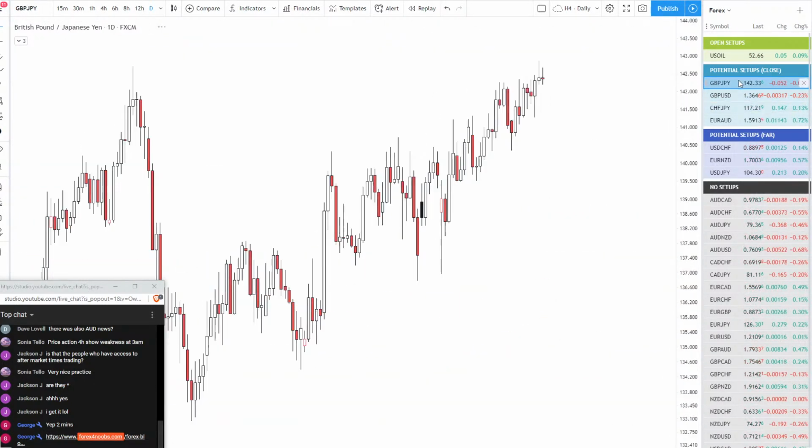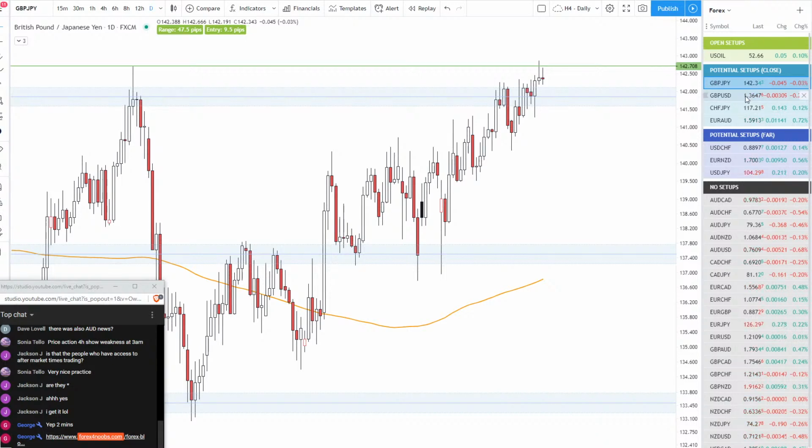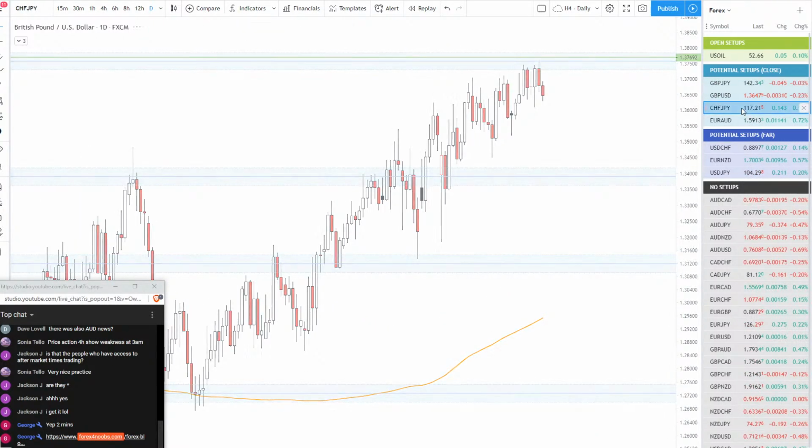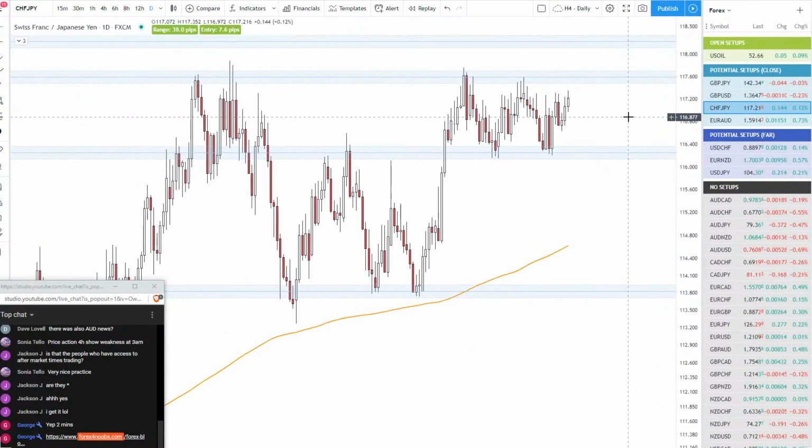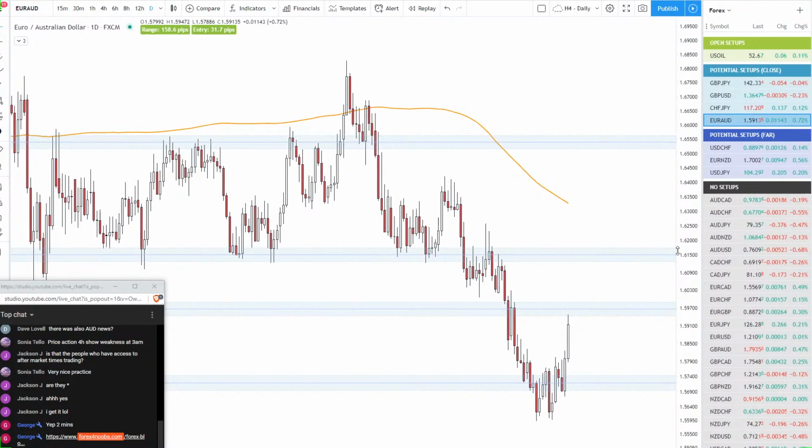So GBPJPY, we're waiting for a breakout there. GBPUSD, we're waiting for a breakout there. CHFJPY, it's just in a bit of a range. So we just wanted to hit the top of the range for a potential short from the top of that range. EURAUD, we're looking for a potential continuation here as it pushes back up to this resistance area. I want to see some stalling on that resistance area and a drop down.